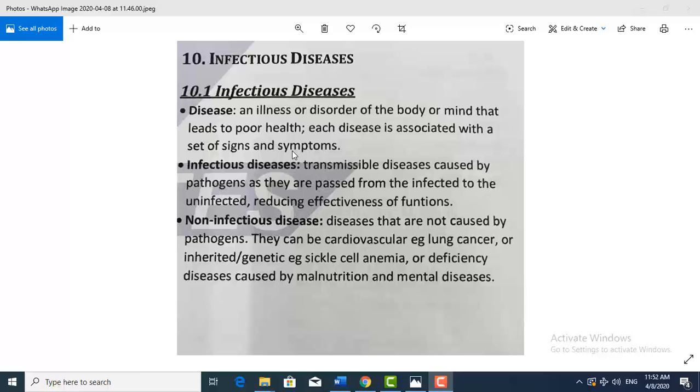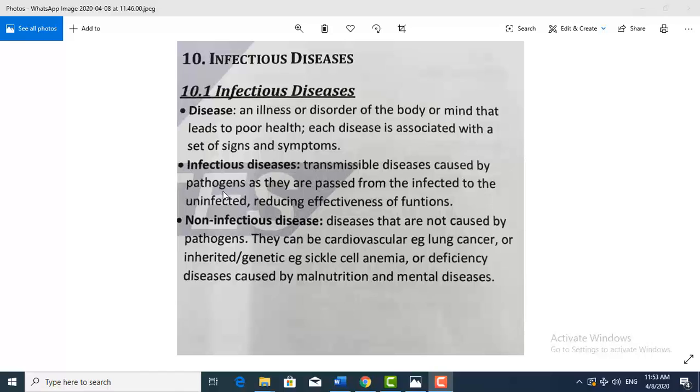For example, when you get a common cold and flu, you will start having something that really tells you that you are ill. Fever, could be a cough, could be a runny nose. It could be a lot of things. But the infectious disease here is a disease that can be transmitted.